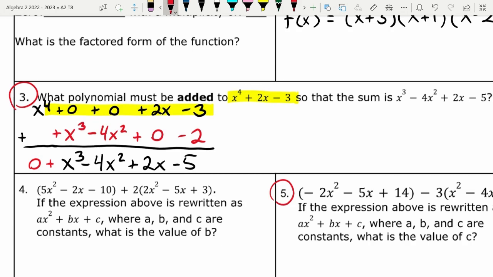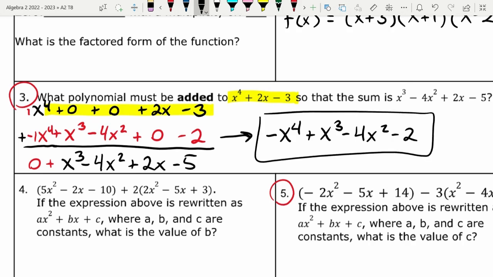And then finally, we need for there to be no x to the 4th term. So we need to realize that this is 1 x to the 4th, and we need to add -1 x to the 4th for these two to cancel out. So this would be my answer. It would be -1 x to the 4th, and we don't need to write the 1, plus 1 x to the 3rd, minus 4x squared, plus 0 minus 2, and we don't need to write the plus 0.